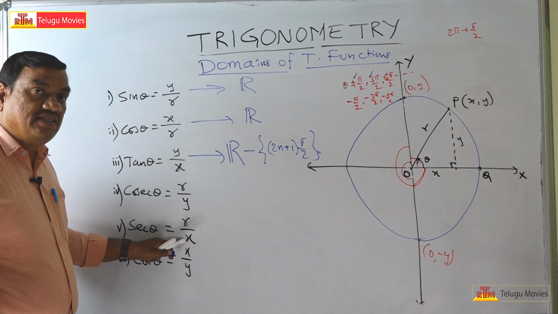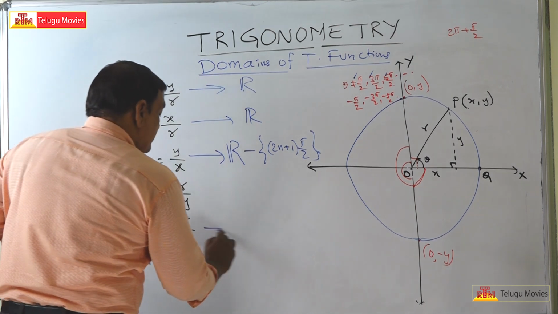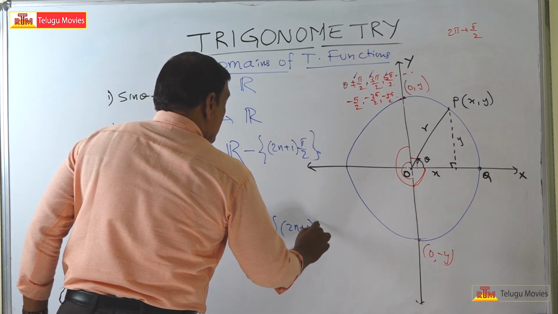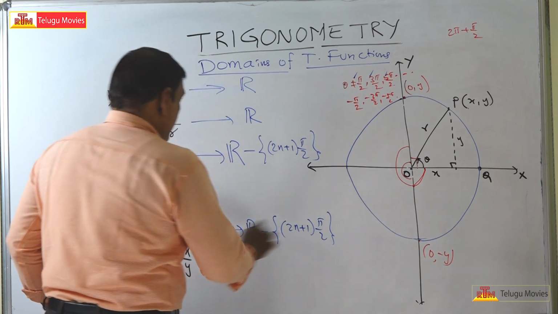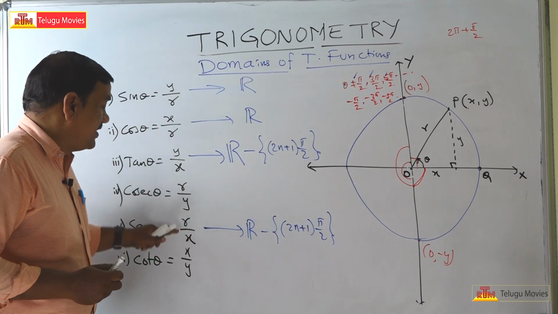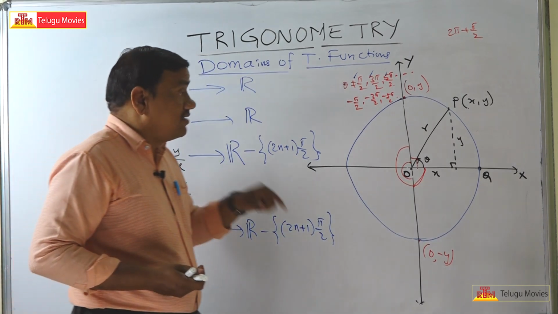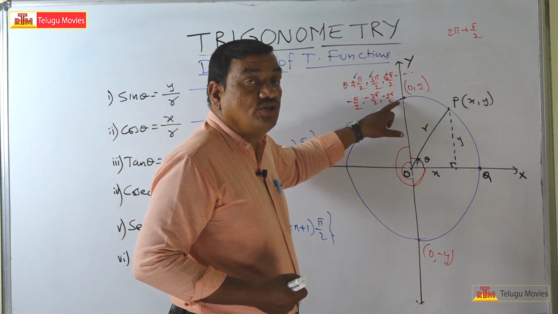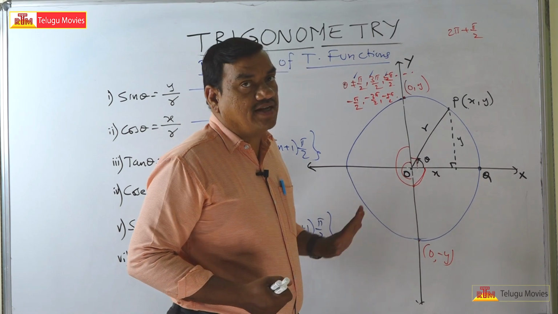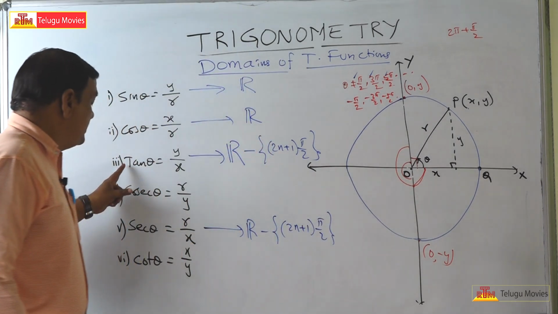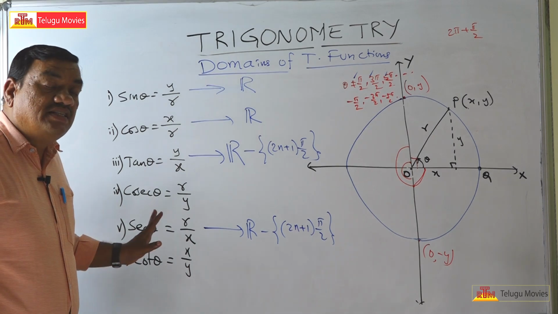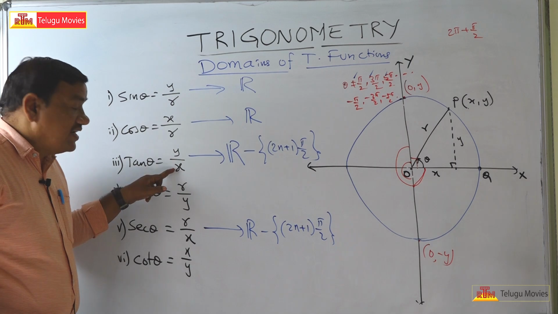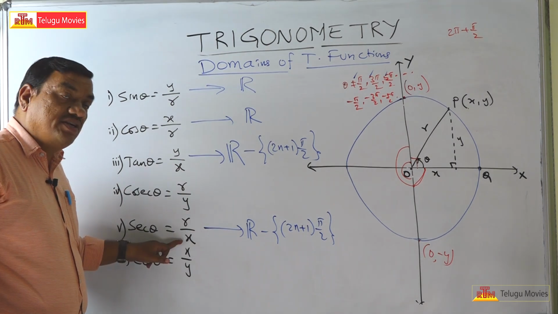That's why for this also the domain is the same, by the same argument. Here x is in the denominator. Now where x is 0, the point lies on the positive y axis or the negative y axis. Understand? So for tan theta and secant theta, the domain is the same. Why? Here the denominator is x, here also the denominator is x.